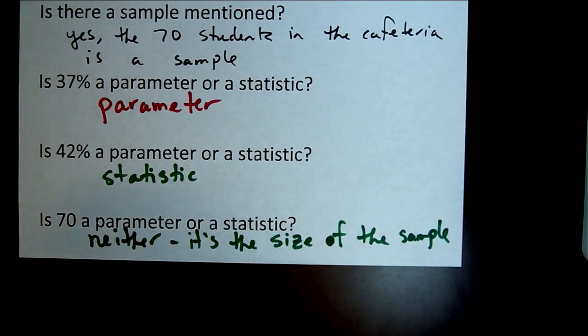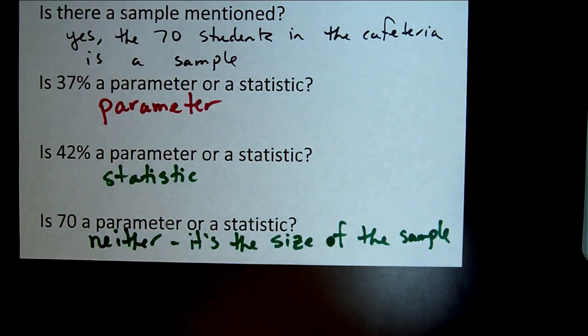Okay, and you'll have a chance to practice with those vocabulary items in a few minutes. In the meantime, we're going to go on and talk a little bit more about types of variables and data. We'll do that in the next video.